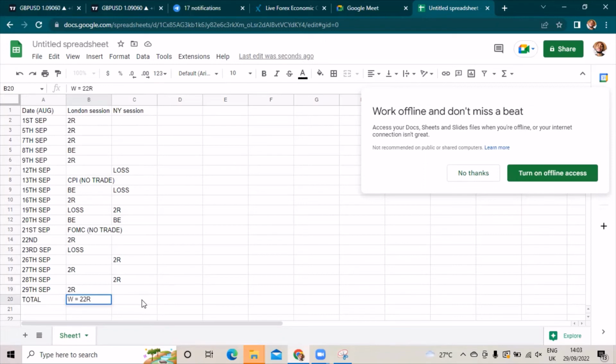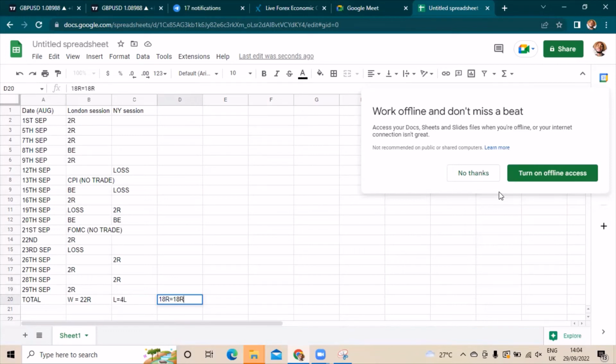And then we have our losses equal to, we have 1, 2, 3, 4. We have 4 losses, right? Yeah, correct, 4 losses. So our total remains 22 minus 4. So we are up 18R in September trading my strategy, which, if you're risking 1%, is equal to 18% ROI.